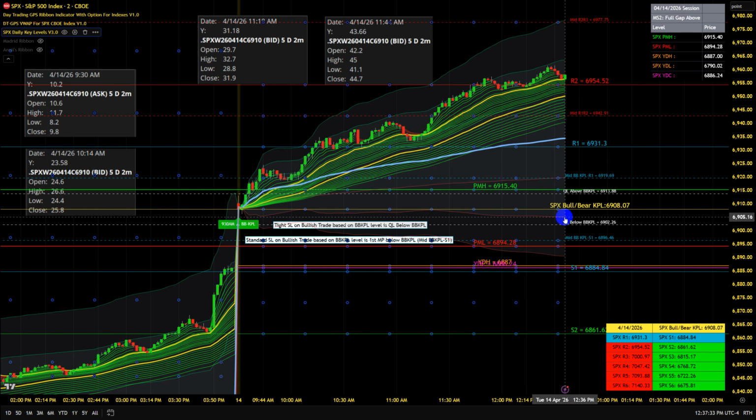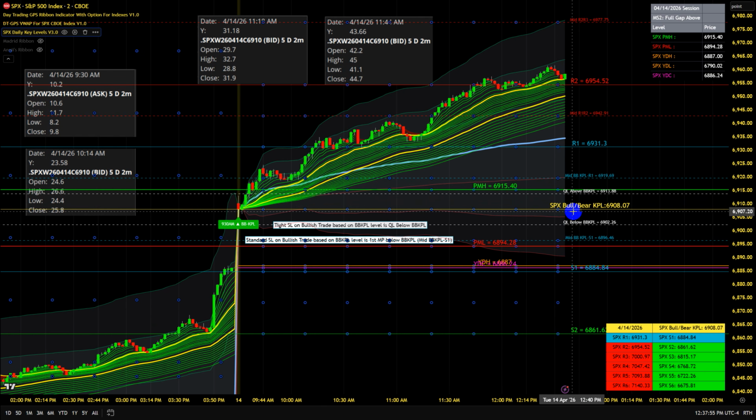For stop losses on the main key levels, however, the bull bear key price level, the R1 through R6 and S2 through S6, the tight stop loss and standard stop loss are the other levels that you see here: the midpoint levels and the QL levels above and below, and also the midpoint levels above and below.